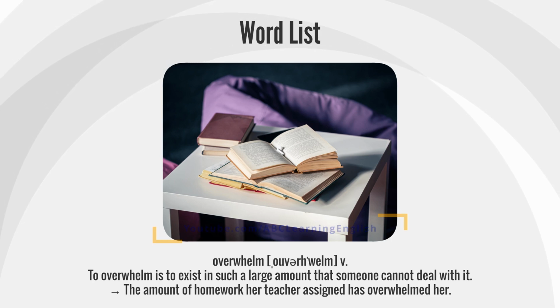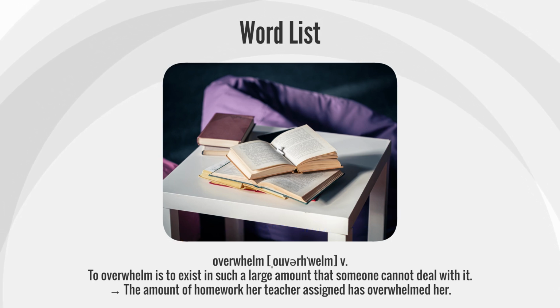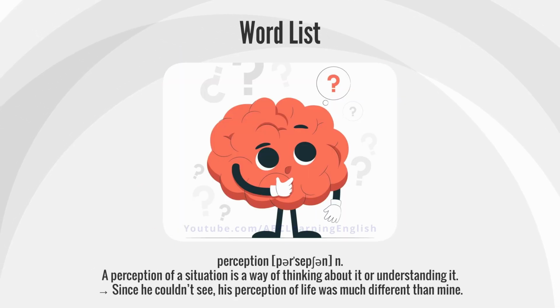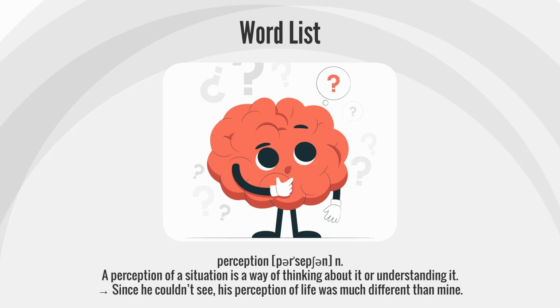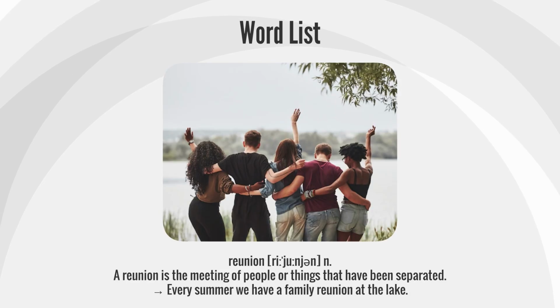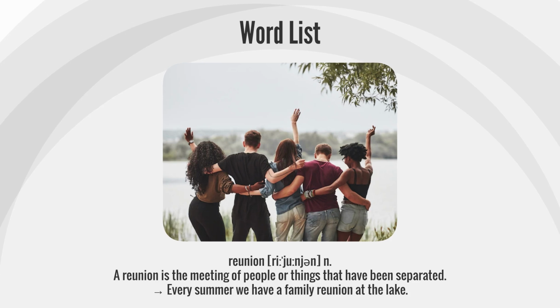Overwhelm. To overwhelm is to exist in such a large amount that someone cannot deal with it. The amount of homework her teacher assigned has overwhelmed her. Perception. A perception of a situation is a way of thinking about it or understanding it. Since he couldn't see, his perception of life was much different than mine. Reunion. A reunion is the meeting of people or things that have been separated. Every summer we have a family reunion at the lake.